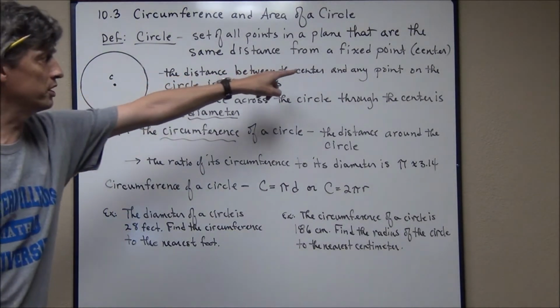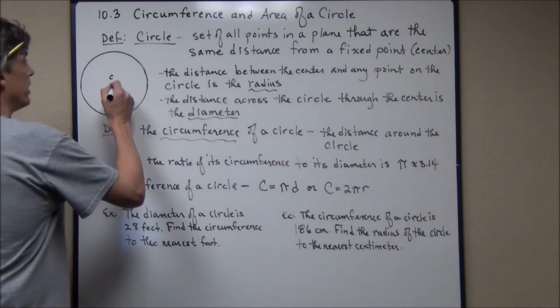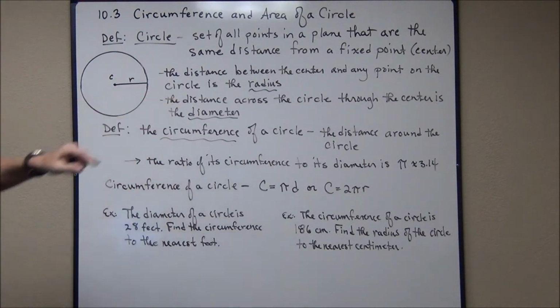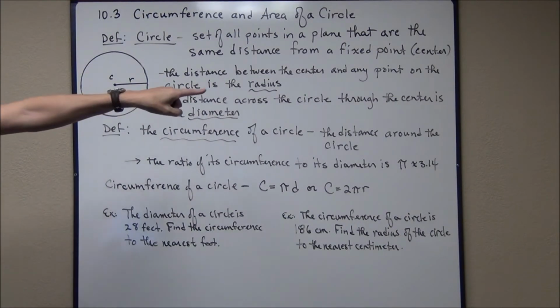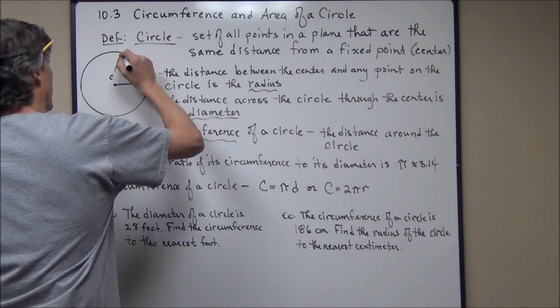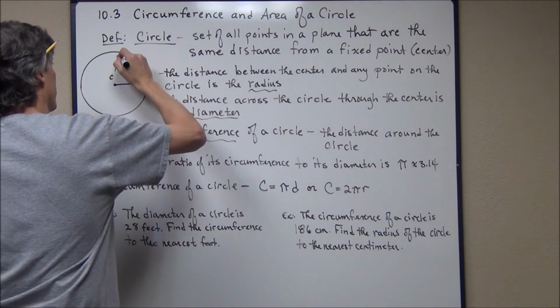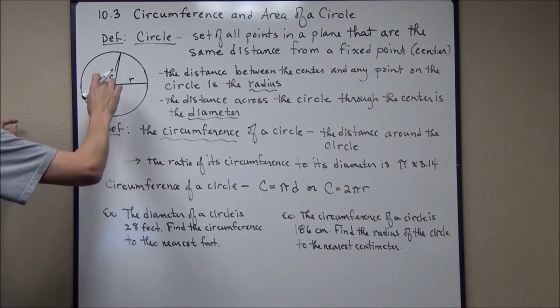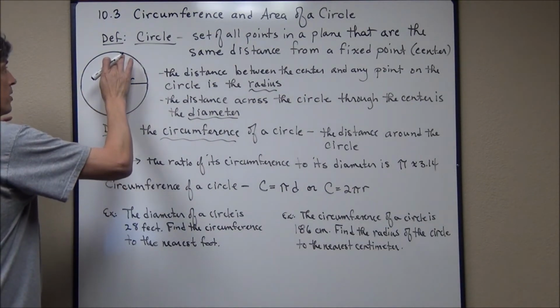The distance between the center and any point on the circle is the radius. The distance across the circle, all the way across the circle, through the center is the diameter. So if I do something like this, if I can draw it halfway straight, I'll try it again. There we go. That's the diameter. D for diameter and R for radius there. C stands for the center.